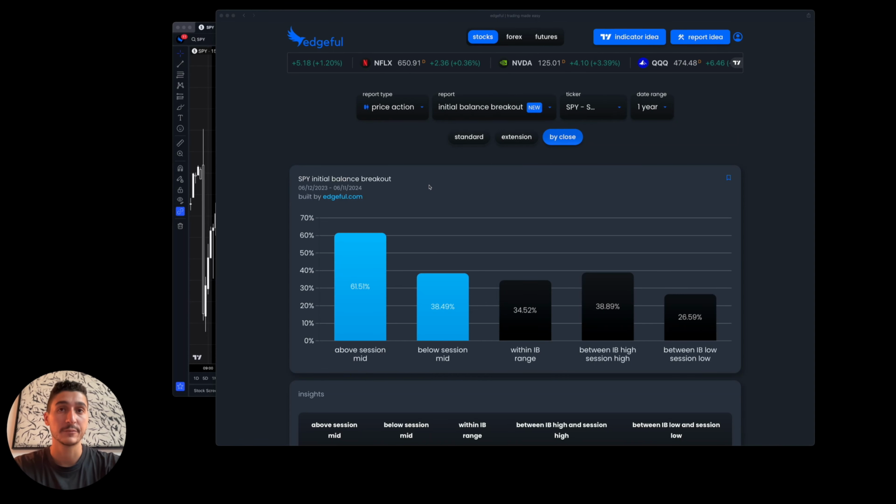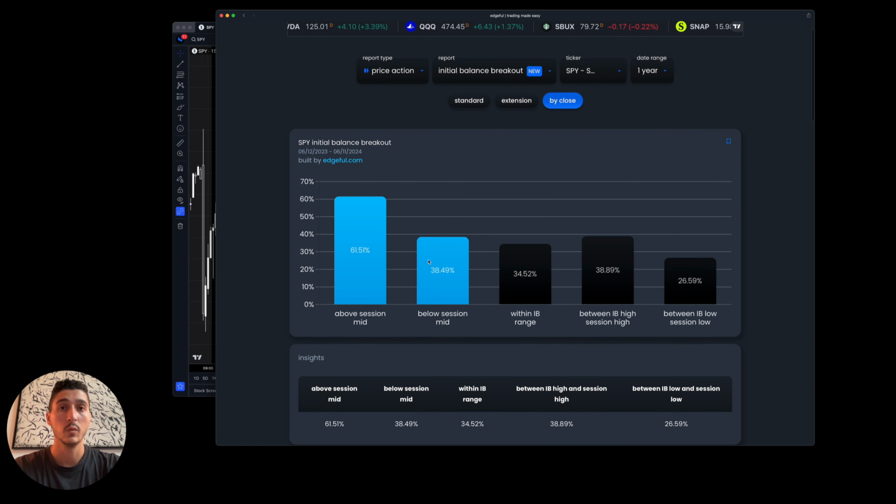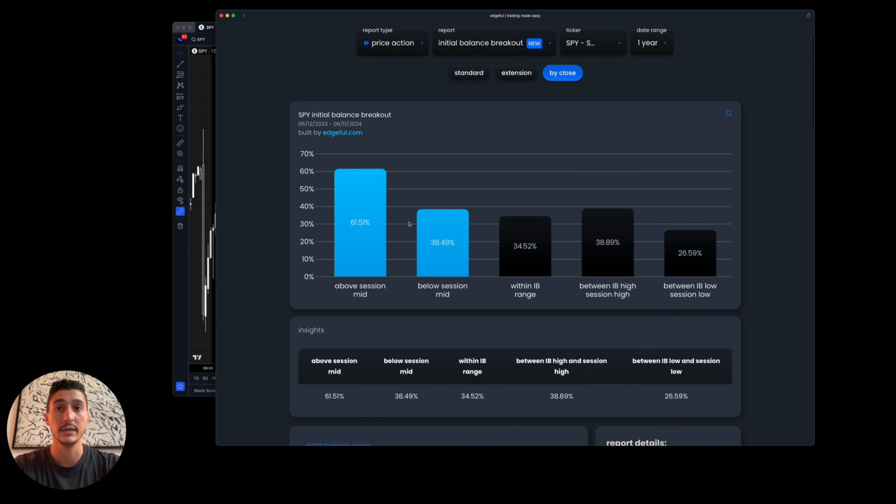In this video, I'm going to be explaining the initial balance breakout report, but the buy close variant. So here we're in the price action report type. We're obviously looking at the initial balance breakout report. We're looking at SPY in the trailing 1 year. So what this report measures is the initial balance and where price tends to close relative to that initial balance.